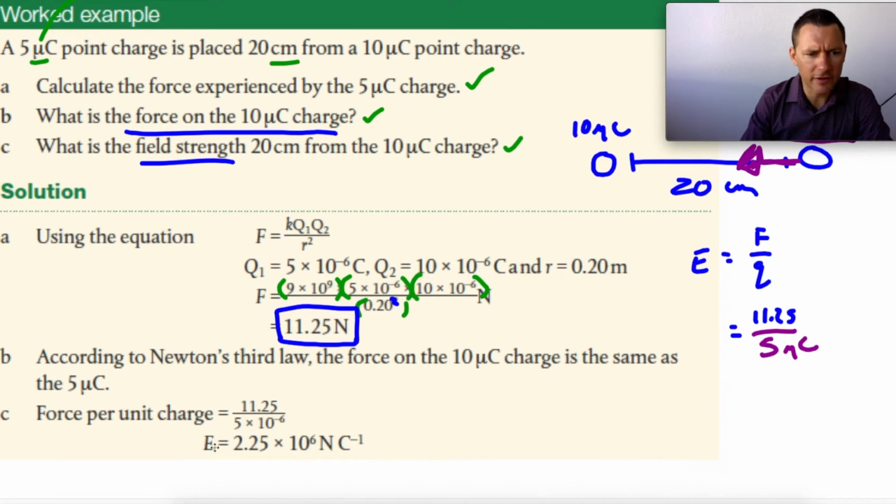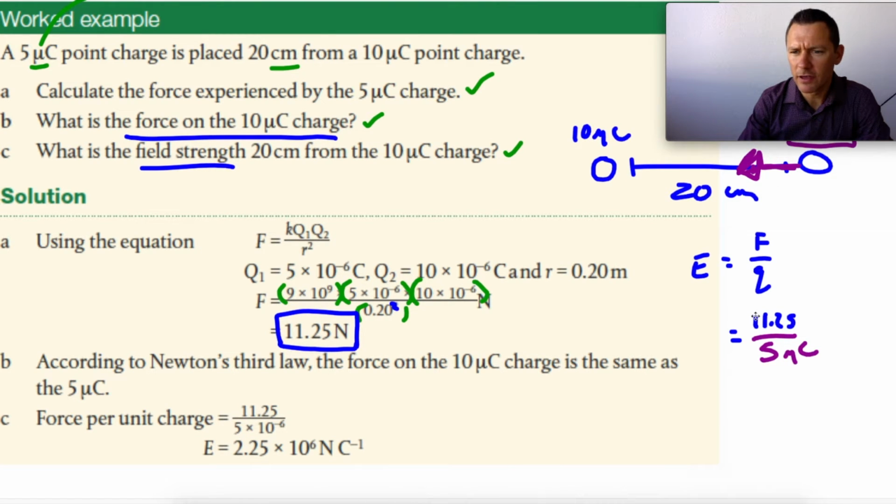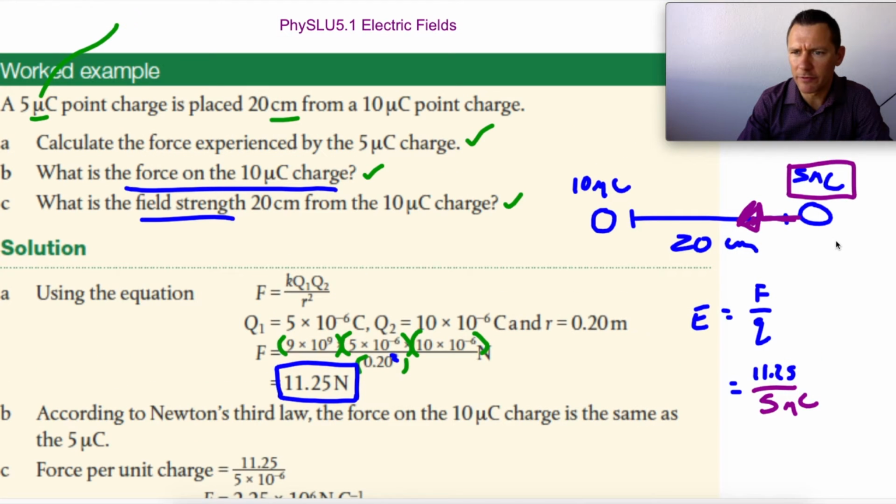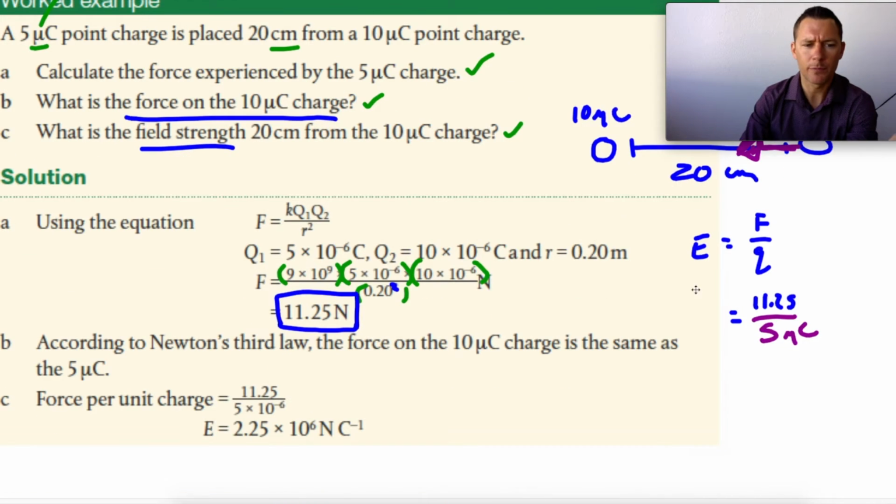There's your negative 6 and multiply through. It's because this force is being felt per 5 microcoulombs. It's being felt by this one, right? This is your test charge in the middle of nowhere, feeling a force from the field given out by this charge. Okay? So it's a little fussy about which one's feeling which.